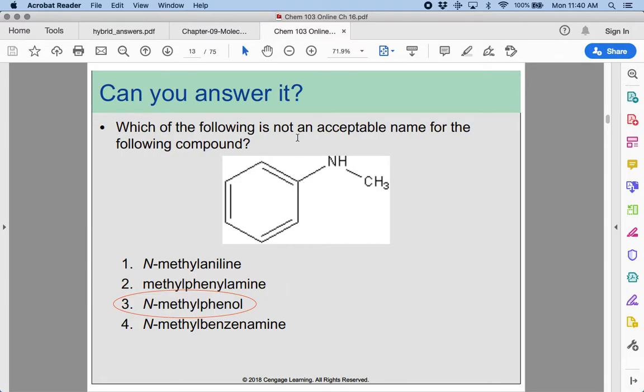We have our aniline. Here's our benzene ring with our NH group, and we have a methyl group off to the side. So N-methylaniline is the correct answer.